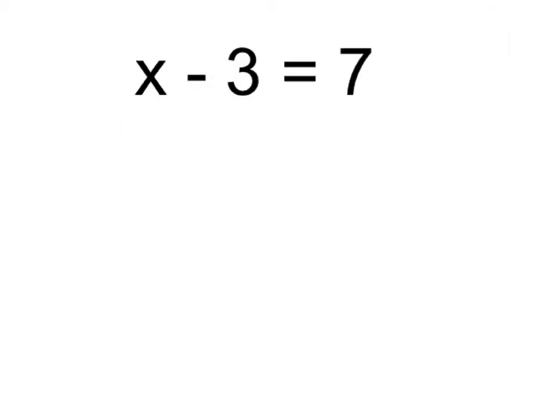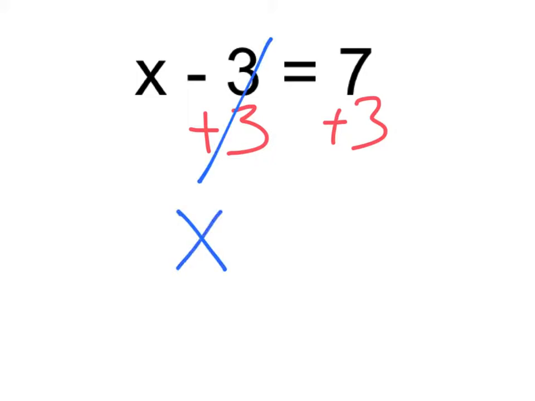Here we have x minus 3 equals 7. We want to get the x by itself, and to do that we're going to add, and we're only going to be adding the number that's on the same side as the variable. So in this case it's 3, and we know that negative 3 plus 3 is going to be 0, so these simply cancel out and we can bring down the x, and that 7 plus 3 equals 10.